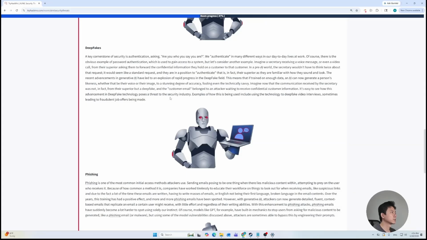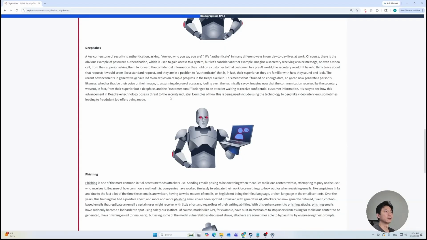The recent AI advancements in generative AI have led to an explosion of rapid progress in the deepfake field. This means that if trained on enough data, an AI can now generate a person's likeness, whether that is their voice or their image, to a stunning degree of accuracy, fooling even the technically savvy.